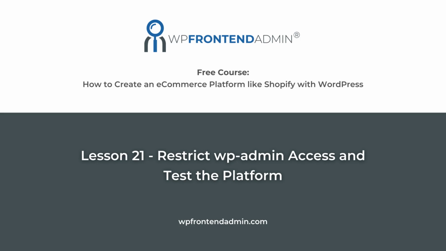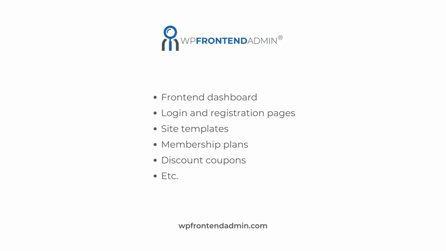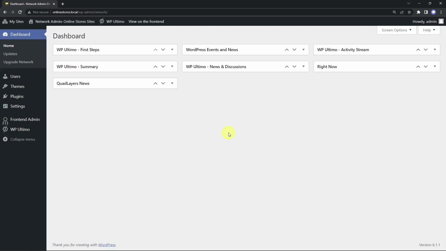This is the last lesson of our free course on how to build an e-commerce platform with WordPress. We have built a front-end dashboard for our platform, added some login and registration pages, site templates, membership plans, discount codes, etc. In this lesson, we'll set up some WP admin access restrictions to prevent our e-commerce platform users from accessing the normal WordPress dashboard. Instead, they will have to use the front-end dashboard to manage their sites.